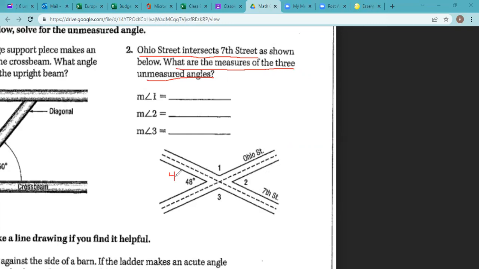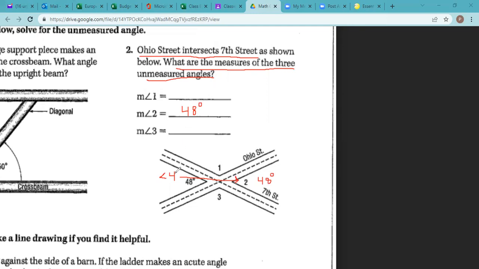All right, if angle 4 is 48 degrees, that must mean straight across the street, catty-cornered, the angle 2 is going to be the same answer. So we have one of our answers already. Angle 2 is 48 degrees. So we can go ahead and write that in if you want. Now we need to figure out what angle 1 and 3 is.